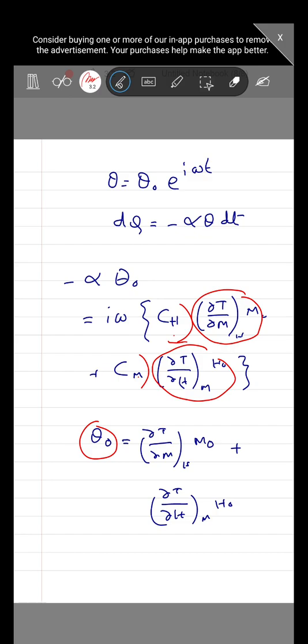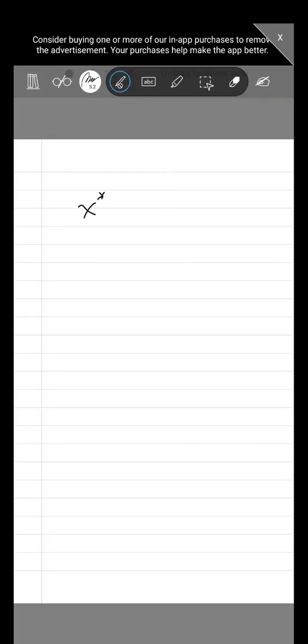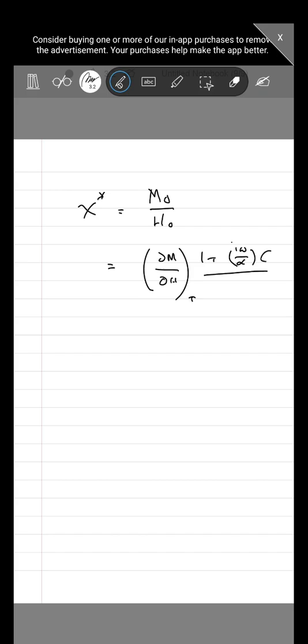So on further elimination, what we get as the complex value of the susceptibility, that means chi star, is equal to the ratio M0 divided by H0, and it is equal to del M by del H at constant temperature multiplied by the quantity 1 plus i omega by alpha into Cm plus 1 plus i omega by alpha into CH. And this is nothing but the static susceptibility chi s.